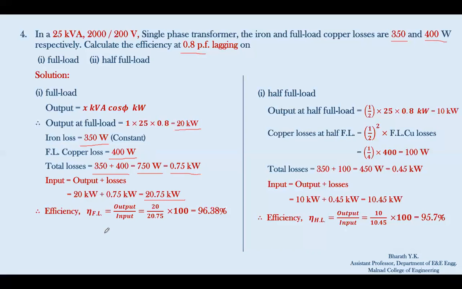Therefore, the efficiency at full load is given by output by input. Output is 20 kilowatts, input is 20.75 kilowatts. This gives us an efficiency of 90.38%.